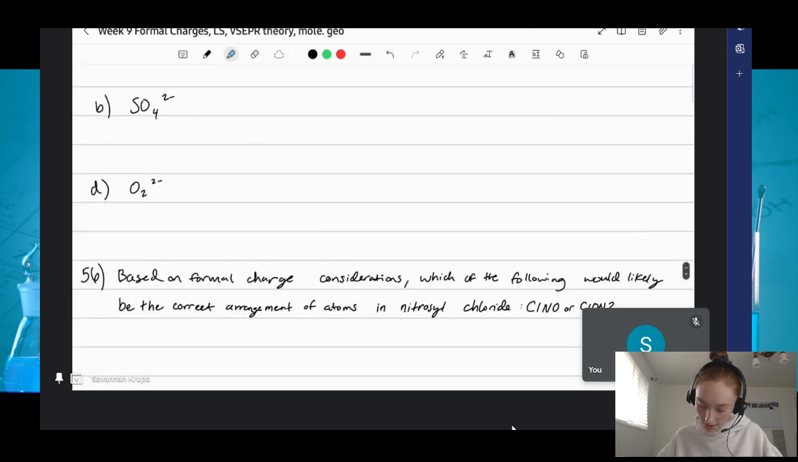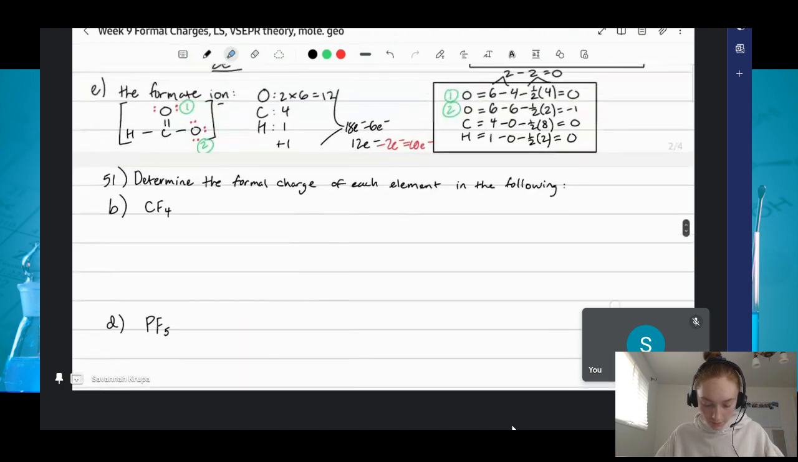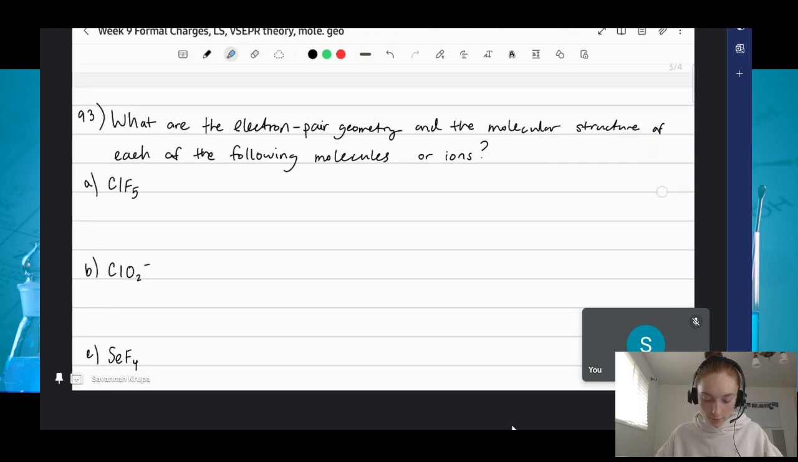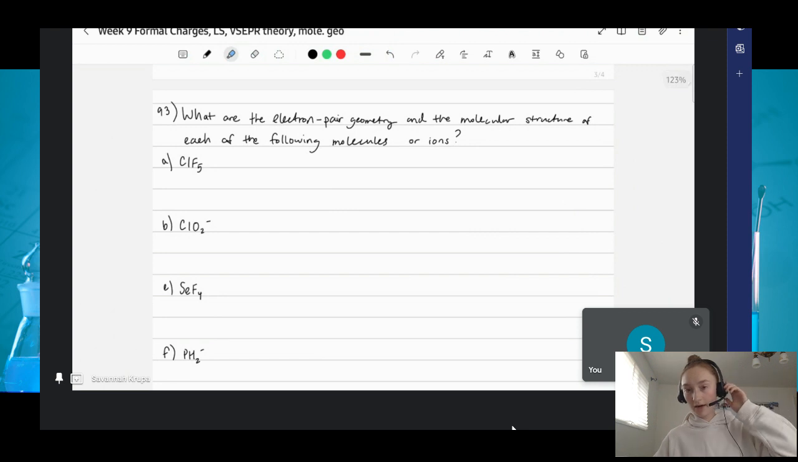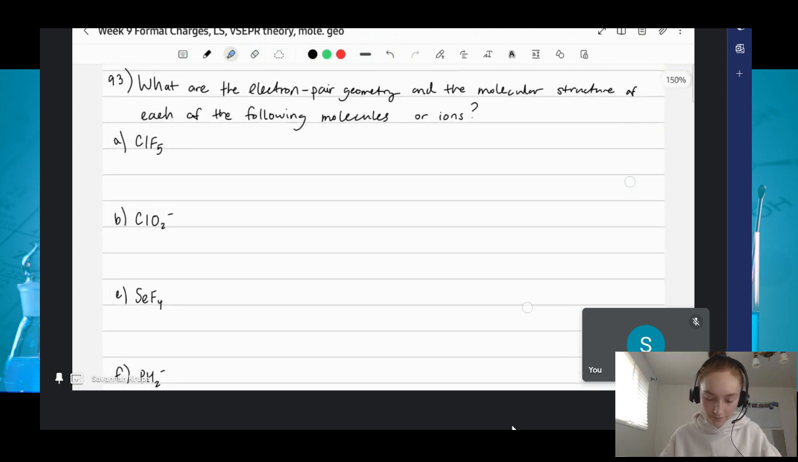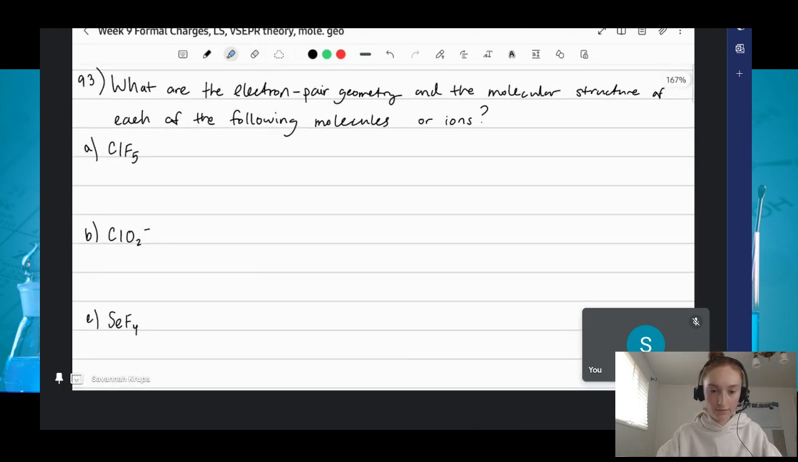Let's move on to 93 first before we get to the other ones, because I want to go over electron pair geometry before doing more Lewis structures, so just so we have that covered for today. Okay, so 93, that's the one we're working on.